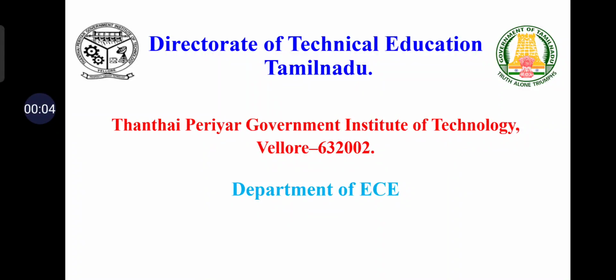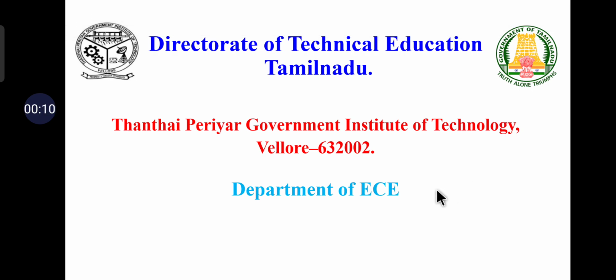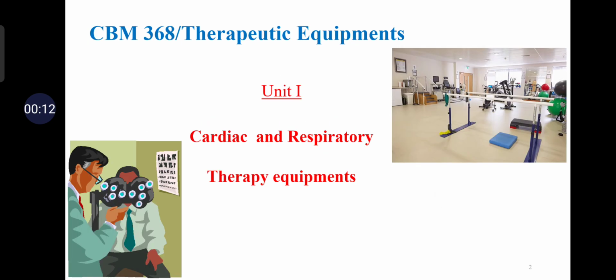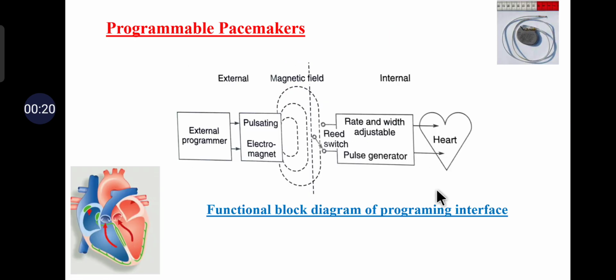With reference to the previous video, in the same unit, we are going to discuss cardiac and respiratory therapy equipments. In this, we are going to see the programmable pacemakers. Here, it consists of two parts. One is the external and the other is the internal part.